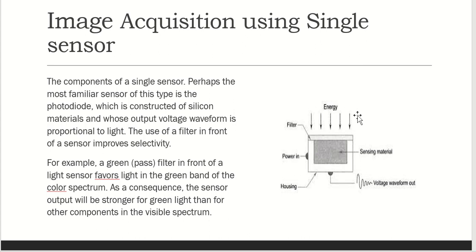This is the diagram. The energy is radiated on the device. This is the filter. It filters the energy. This is the input supply, power input. This is the housing, and the black box is called the sensing material, and this is the output voltage waveform.